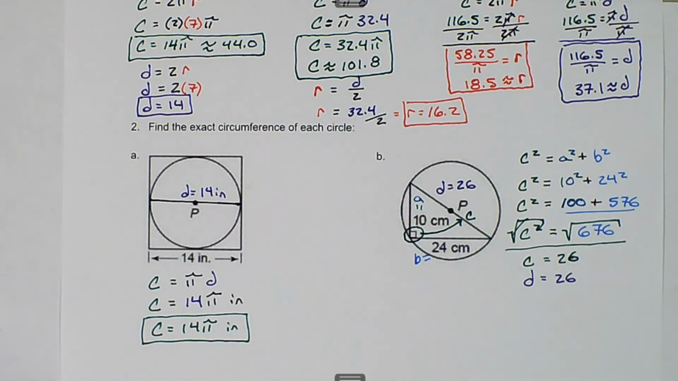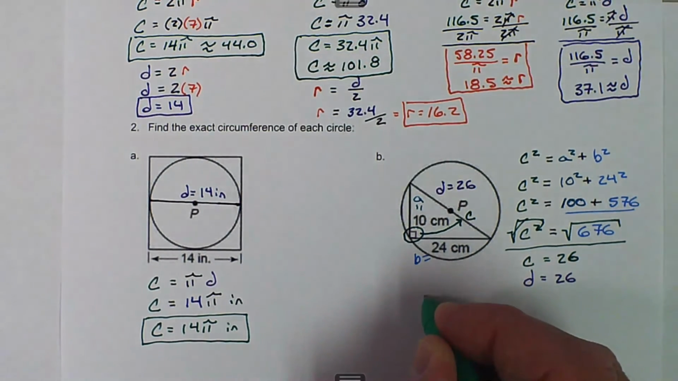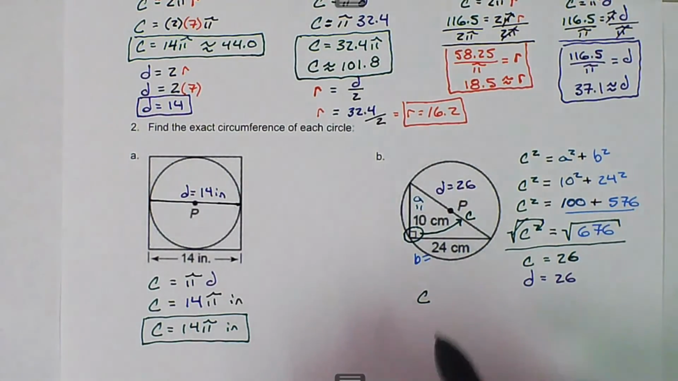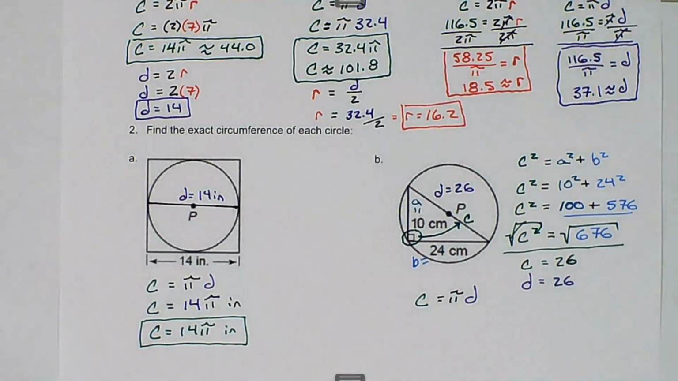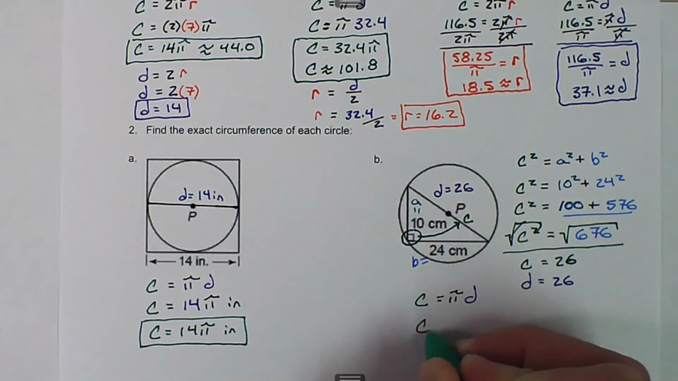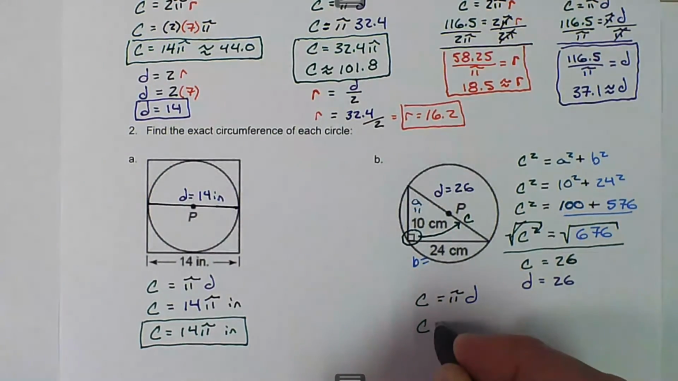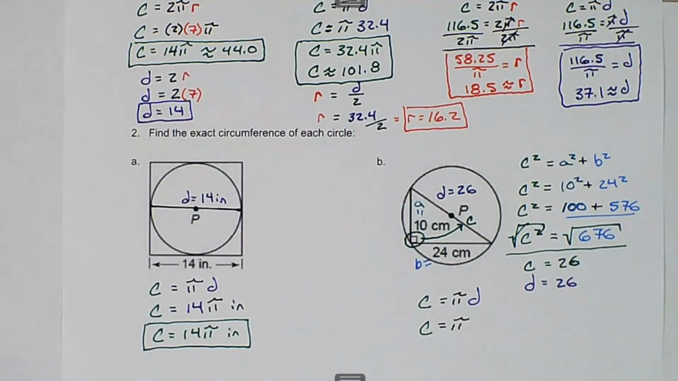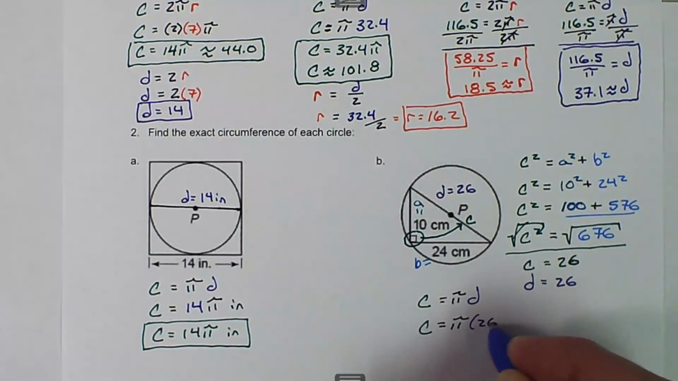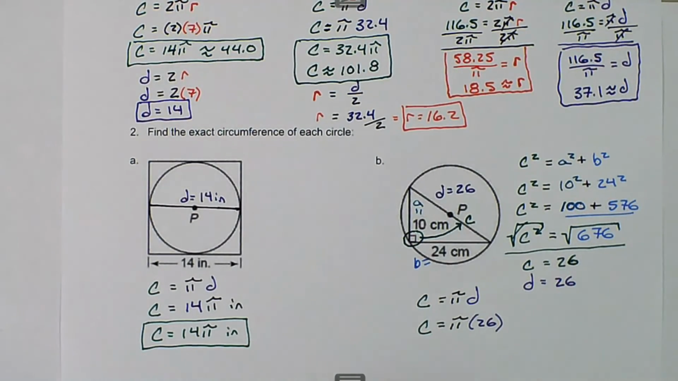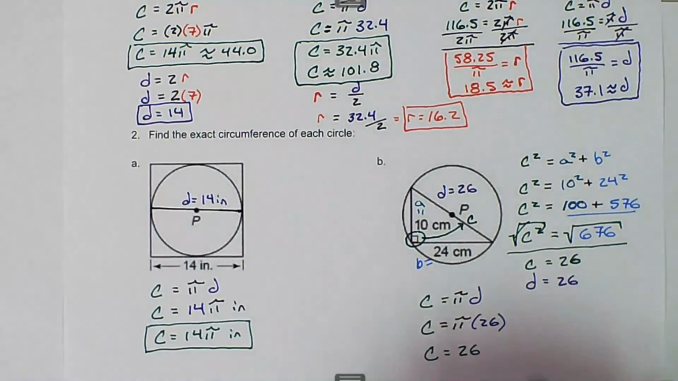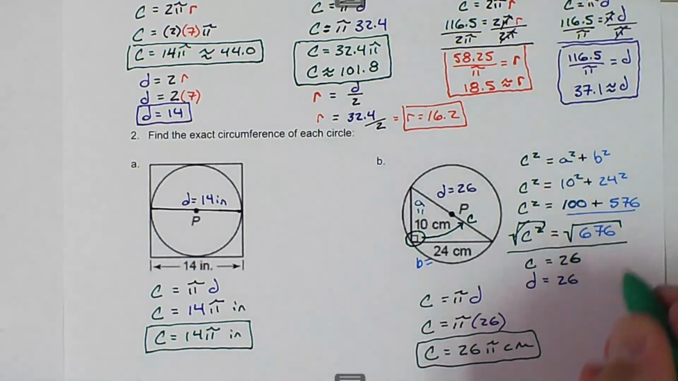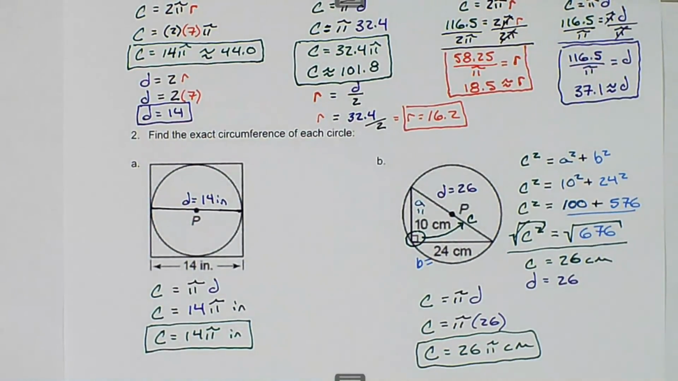So we can get our exact value. Again, we can say our circumference is equal to pi times d. So then we get our circumference is equal to pi times 26. So then an exact value, we get circumference is equal to 26 pi centimeters. And I should probably put centimeters over here as well, and centimeters over here as well.